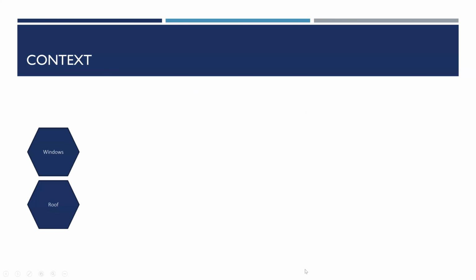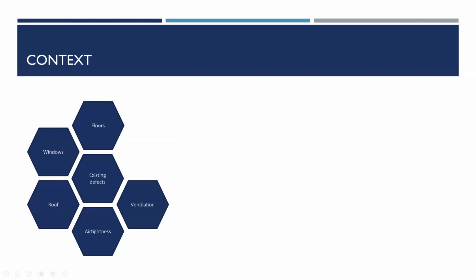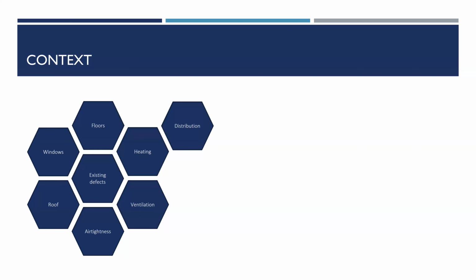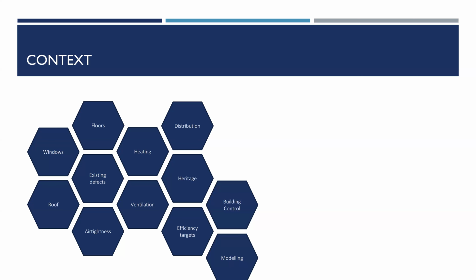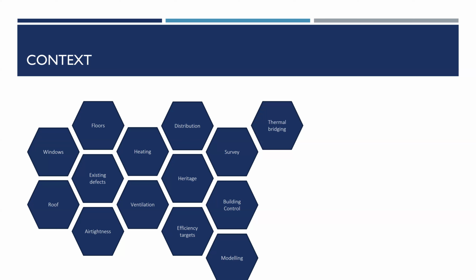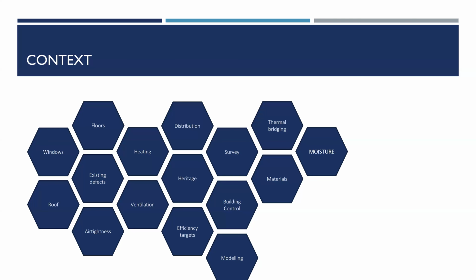There are an awful lot of contextual elements to think about. I don't need to talk through all these, but you need to understand what else needs doing to the building, where are the defects, what's your air tightness and ventilation, heating strategies, are there any heritage concerns, any targets you're trying to meet, what sort of modelling are you doing and how good is it? How robust are building control guidance and what's your building control officer like? How understanding are they of the need to address traditional building fabric properly? Have you got a decent survey? Are you addressing all the technical details? Are you using the right materials? Are you addressing moisture properly?